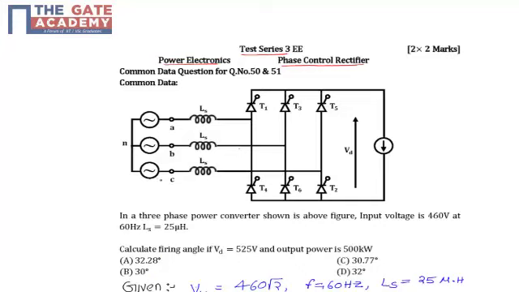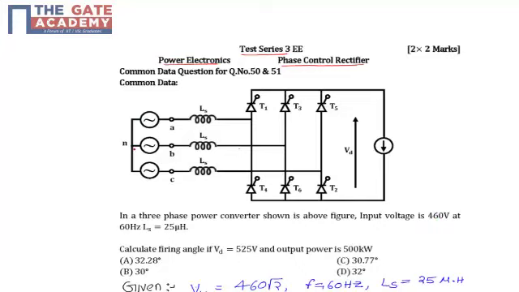In this given question, we have a three phase converter shown in the above figure. This is the three phase power converter having thyristor T1, T2, T3, T4, T5 and T6, having the inductance value Ls equal to 25 microhenry and input voltage of 460 volts.